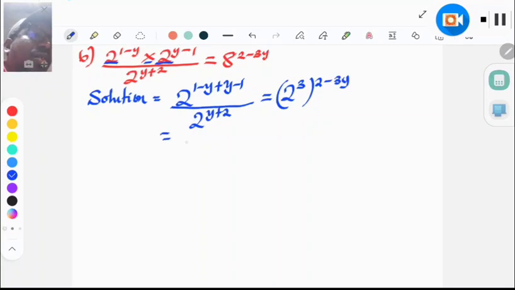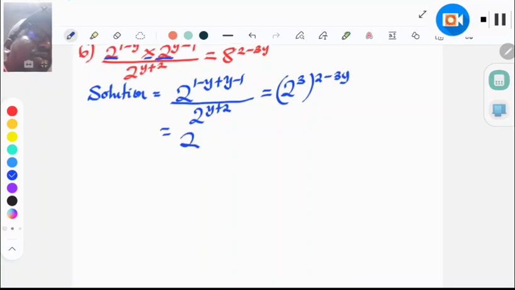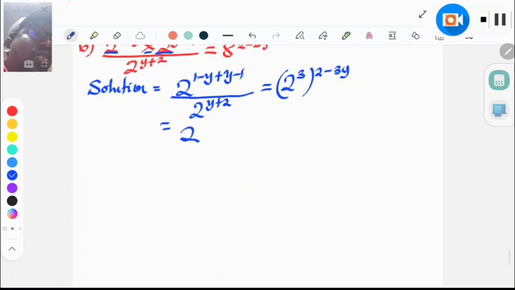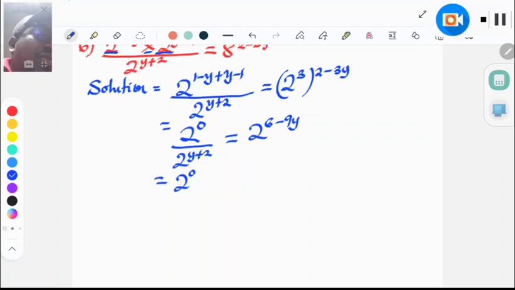And from here, we have 2 raised to the power of 1 minus 1 is 0, minus y plus y is also 0. So everything here gives 0. We have 2 raised to the power of y plus 2 equals 2 raised to the power of 3 multiplied by 2 minus 3y, we are going to get 6 minus 9y. So we can say this is 2 raised to the power of 0.